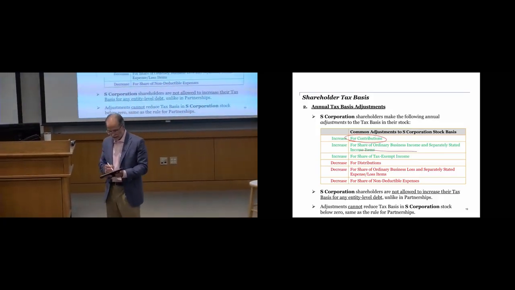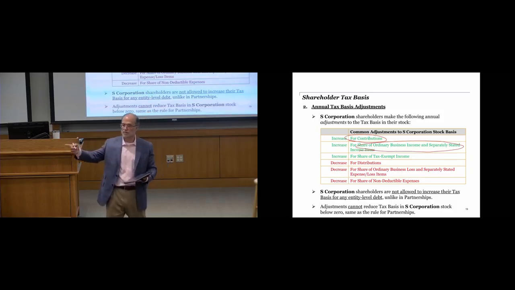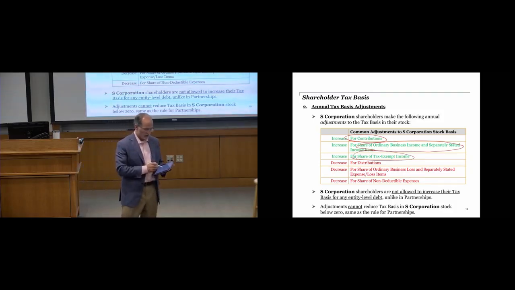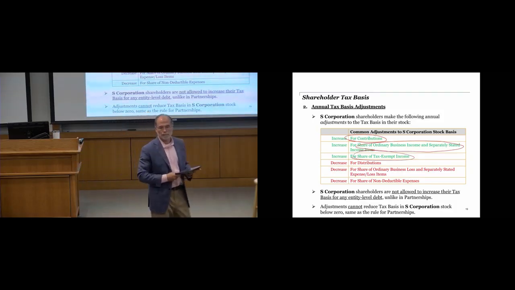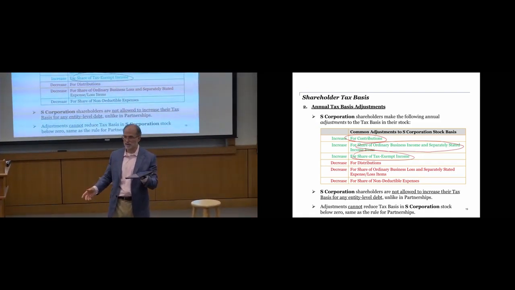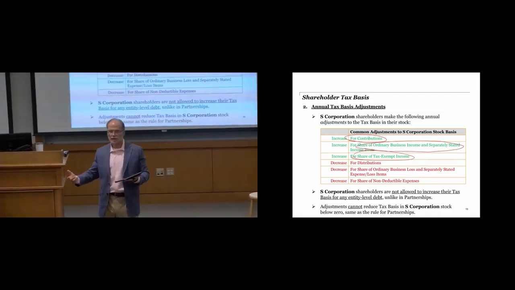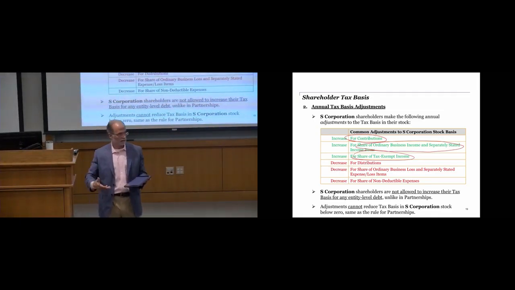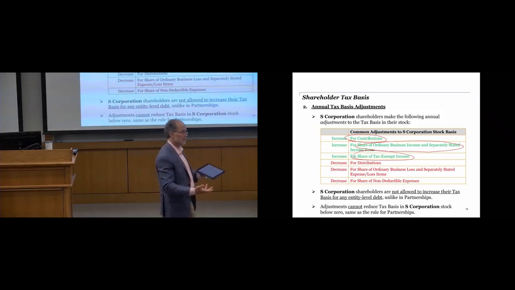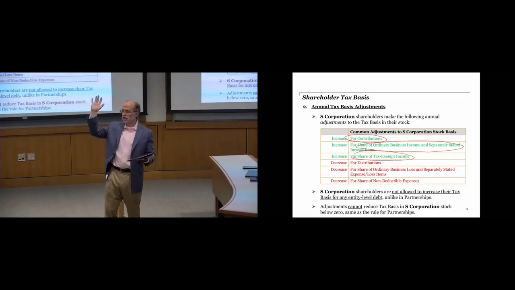And I increase it for my share of ordinary business income and separately stated items that we just went through in that example, and for my share of tax exempt income. Okay? The reason tax exempt income increases my basis is because, again, the value of the S corporation went up by the receipt of the tax exempt income, say it's municipal bond interest. I collected, say, $100 of tax exempt municipal bond interest. The value of the stock went up by $100.